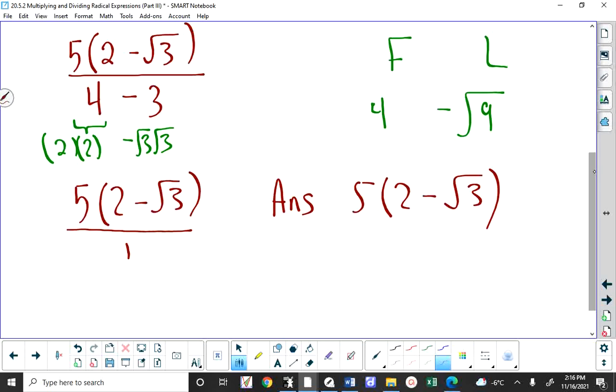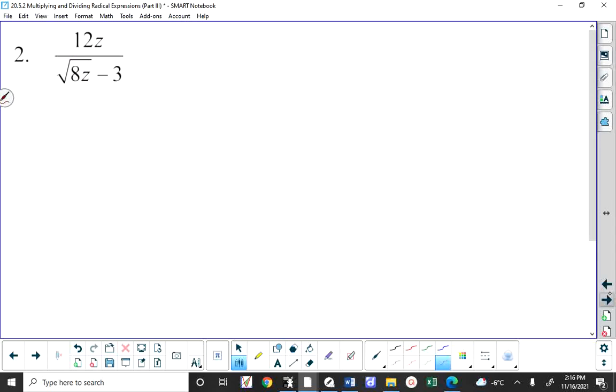Okay. Anyway, that's the answer. 5 times 2 minus root 3. If you were writing an exam and you saw as a choice 10 minus 5 root 3, of course that's the same thing, because I multiplied the 5 through. Let's take a look at the next one.